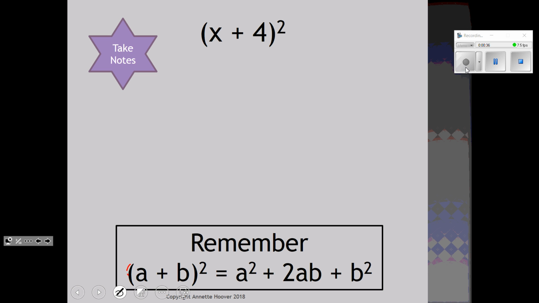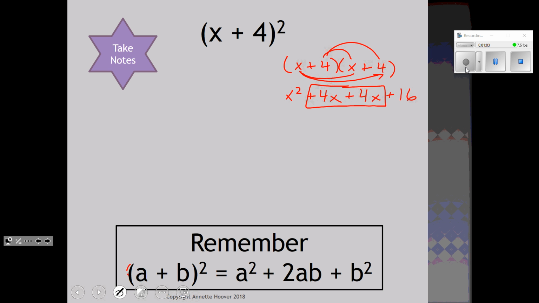Next slide. We had something like this yesterday. So if we were to work it out the way we did yesterday, we would do the distributive property twice, or FOIL. We would multiply x times x, which is x squared, the first terms. We would do x times 4, which is the outer terms. We would do 4 times x, the inner terms, and 4 times 4, the last terms. And then in the center, we identified like terms that we had to combine, which would be 8x.